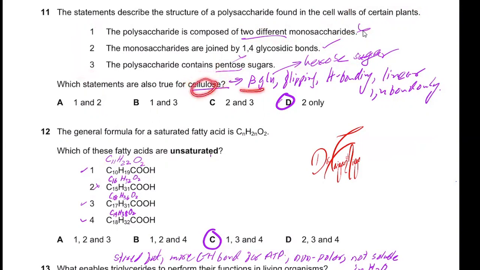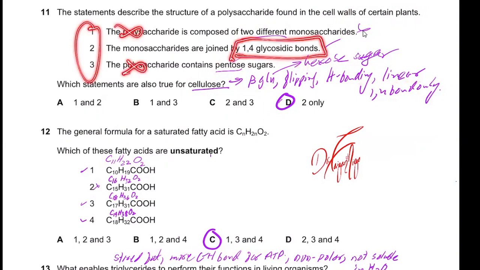We know cellulose is made up of beta glucose. We know it's a hexose sugar. We know it flips. We know it makes hydrogen bonds. They are linear structures. There's 1,4 bond only. So if we look at the options here, 1 is incorrect, 3 is incorrect as well. The only option correct is 2. So that will be our answer.